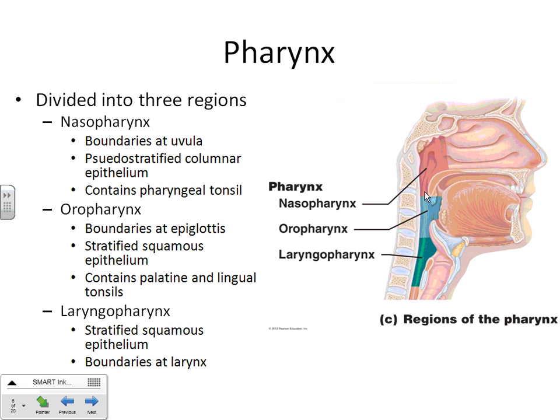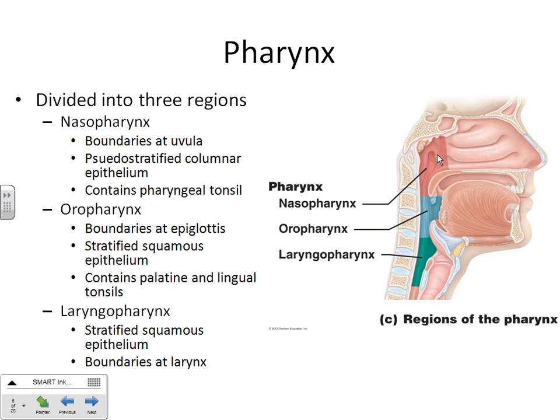Okay. Now let's keep going. This is our pharynx, showing you the 3 different areas. As we get into the beginning part of our pharynx, this is called the nasopharynx. At the back of the nasopharynx, we have our first tonsil. This is the pharyngeal tonsil. Okay? The nasopharynx is still going to be pseudostratified columnar epithelium. Still making lots of mucus, still cleaning the air that's coming in.